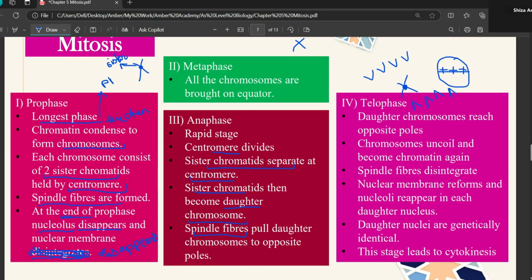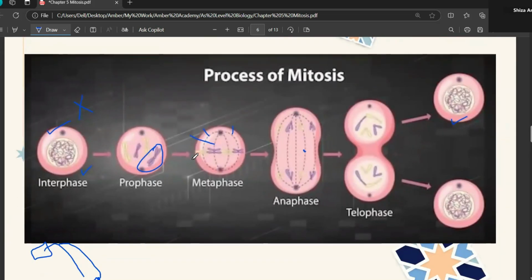Now what will happen is that your spindle fibers will pull the daughter chromosomes to opposite poles. The spindle fibers that were attached to each of the chromosomes will now pull them upward. If I show you the picture, it will be more visible. See, at metaphase I said that all of your chromosomes have aligned at the equator, right? And we can see these dotted lines emerging from these chromosomes. So I said this is your rope, and the chromosome is the basket.